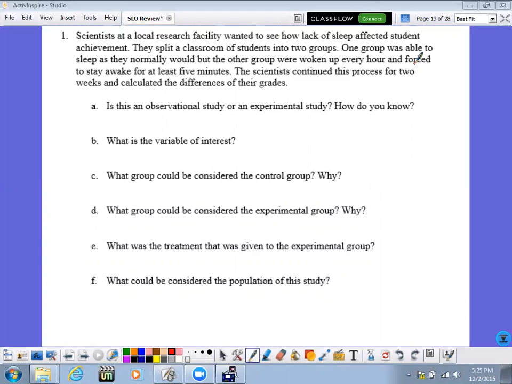They split a class of students into two groups. One group was able to sleep as they normally would, but the other group were woken up every hour and forced to stay awake for at least 5 minutes. The scientists continued this process for 2 weeks and calculated the differences of their grades. So the first question says, is it observational or is it experimental? Well, it is experimental.